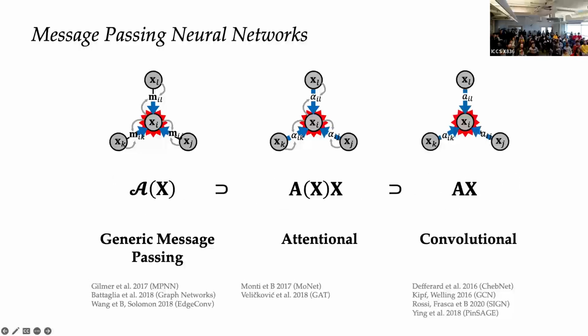If you write it as matrix equations, X here denotes the node features arranged as rows of the matrix. Then in convolutional architectures, the propagation of information between nodes is done by a matrix that is independent of X, right? So it's only dependent on the structure of the graph. It's some normalized adjacency matrix of the graph. In attentional, it's a matrix valued function, so it's still linear aggregation, but it depends on X. And in general message passing, it's some non-linear function.